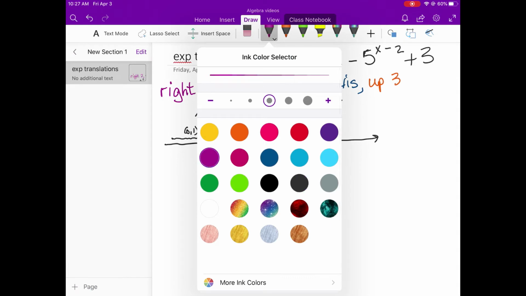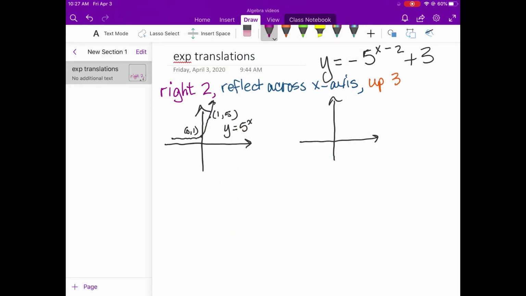So we're going to start with the right 2 because that's the equivalent of something being in parentheses, inside that function. So right 2 means we're just changing the x values on those main points by adding 2 to them. So (0, 1) becomes (2, 1). We're just sliding that right 2 spaces. And the same thing's happening with (1, 5) and (3, 5). So this is 5 to the x minus 2.